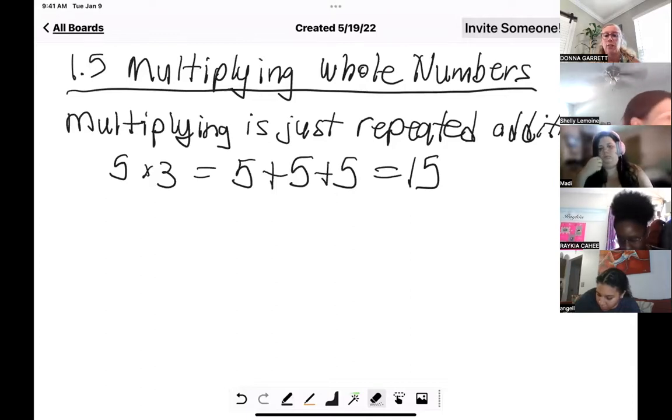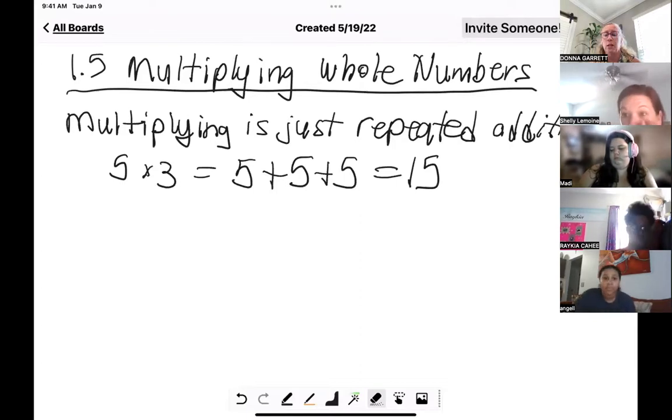There's lots of things online. There's like little games. You can play a kid game to do it. There's lots of fun ways to brush up on your multiplying facts, but make sure you know your multiplying facts.